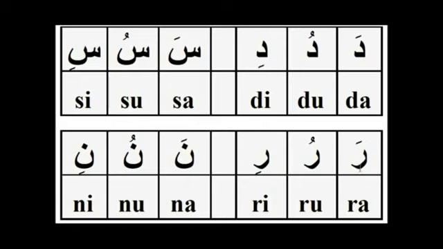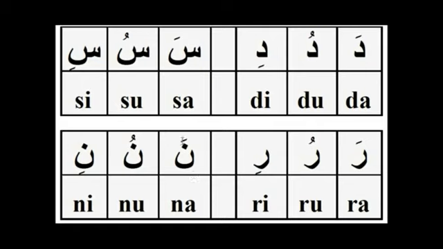Here, another example with the ra above it, the fatha, so it would make the sound ra. Here, the ra above it, the dhamma, make the sound ru. Here, below it, the kasra, make the sound ri. Ra, ru, ri. So these are just short vowels. Very, very simple.